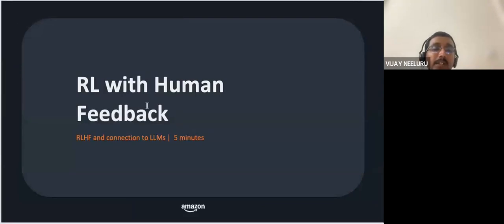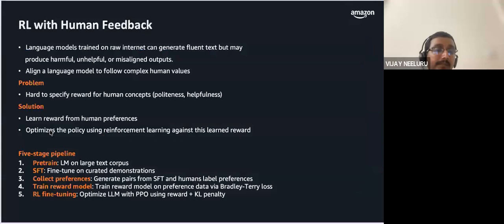Next, we will discuss RL with human feedback. Language models trained on raw internet text can generate fluent text, but may produce harmful, unhelpful, or misaligned outputs. So aligning the language model to follow complex human values is one of the main requirements. RL with human feedback is the training paradigm that aligns AI systems with human preferences by using human feedback as the reward signal.